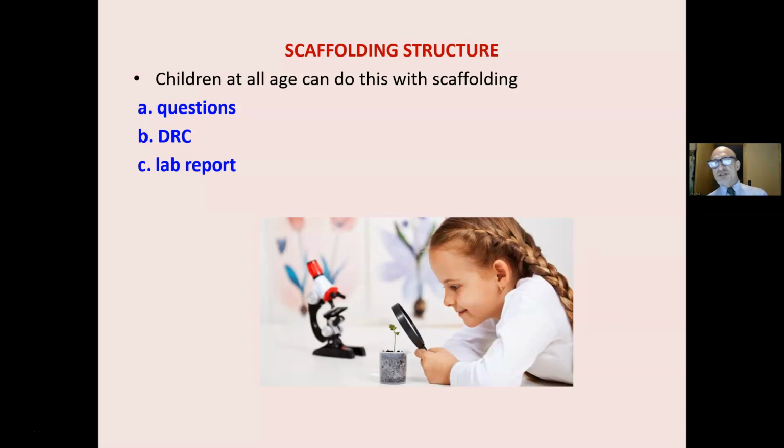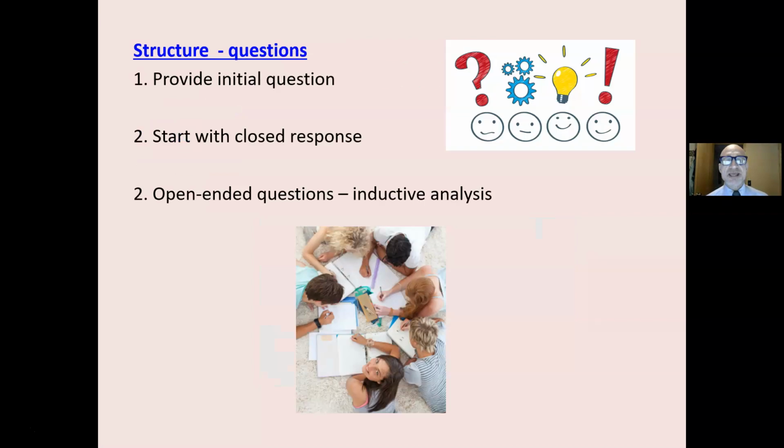There are 3 types of scaffolding: questions, the data retrieval chart, and the lab report, and we'll look at each one of those. You can provide structure initially by asking the questions for students, by providing the initial questions. Eventually, students will learn to ask their own question.